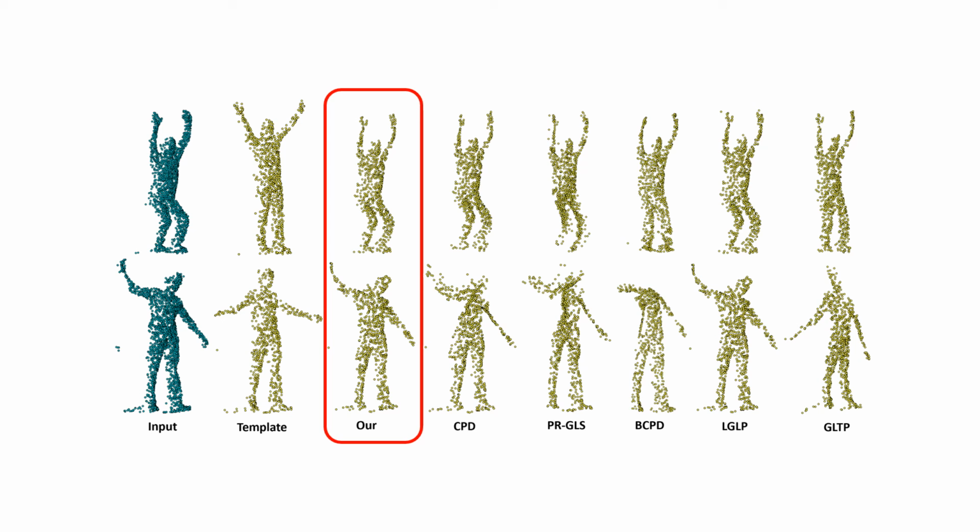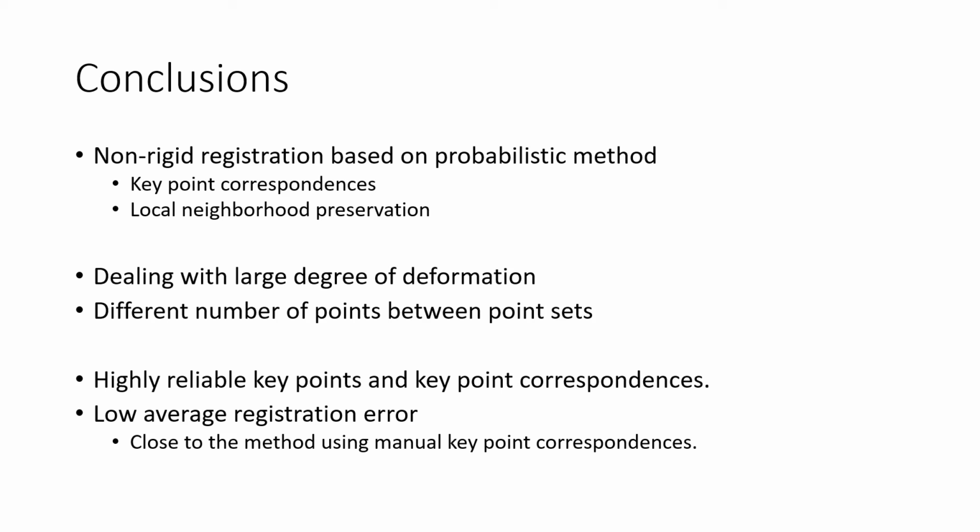In conclusion, we present a probabilistic non-rigid point set registration method to deal with large deformation and different numbers of points between the point sets. Two important constraints, key point correspondences and local neighborhood preservation, are used as regularization terms in the registration method. Key points are identified on the point sets using geodesic extrema. The correspondence between the key points is computed using a novel cluster-based region-aware feature descriptor.